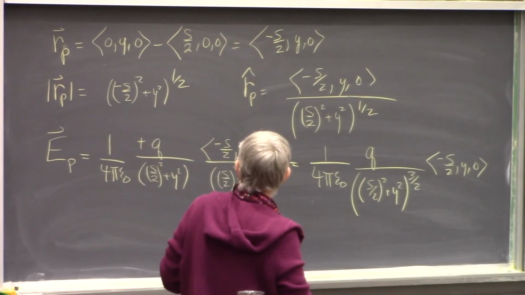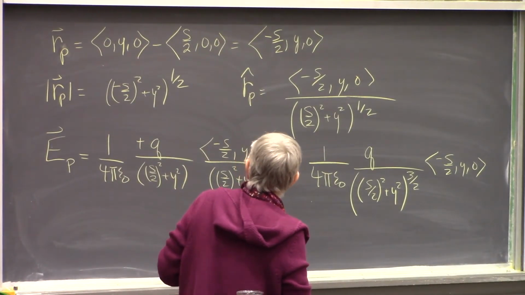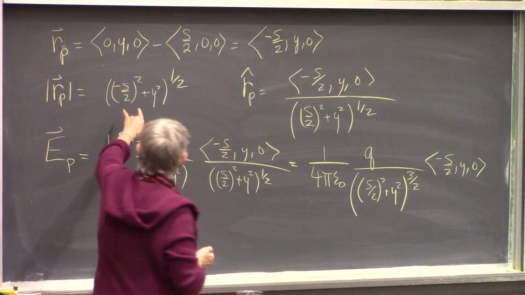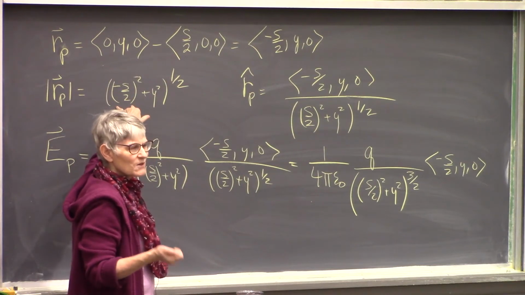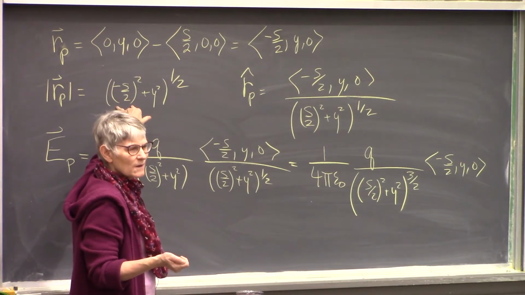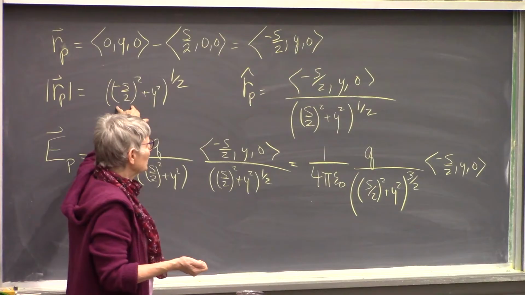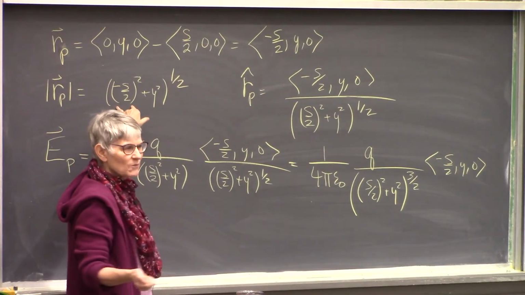Questions? I'm very confused where the negative went from the magnitude of RP to the R hat. It went from negative... Oh, s. Well, negative s over 2 squared is exactly the same thing as s over 2 squared. Okay. So I dropped it because then we get the same denominator.